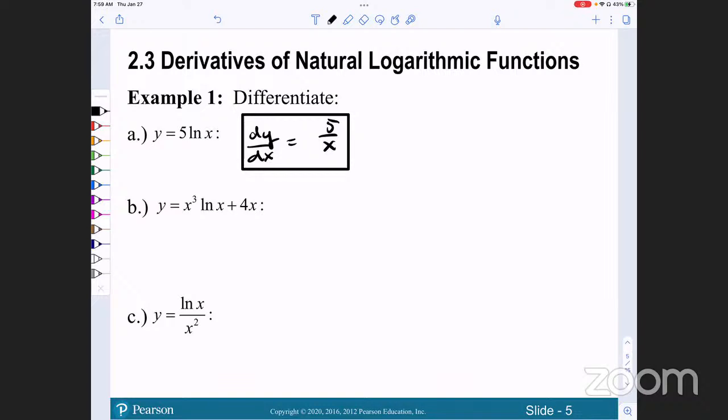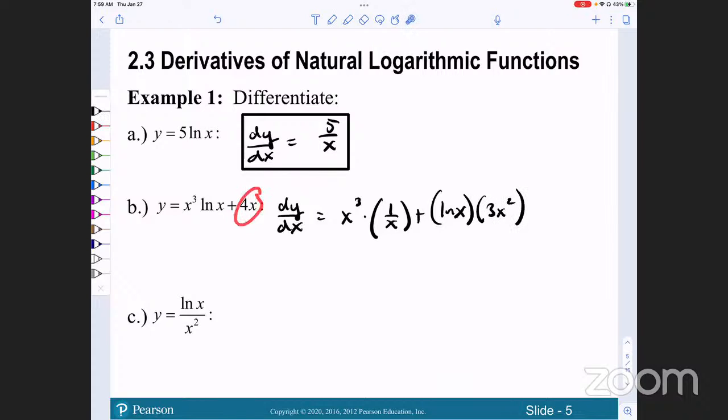We have to use the product rule and the sum and difference rule in conjunction with what we just introduced. So our dy by dx here: for this first term, we're going to use the product rule. So we're going to say the first times the derivative of the second, so times 1 over x, plus the second, the first is going to be 3x squared. And then the derivative of that last term is just going to be 4.